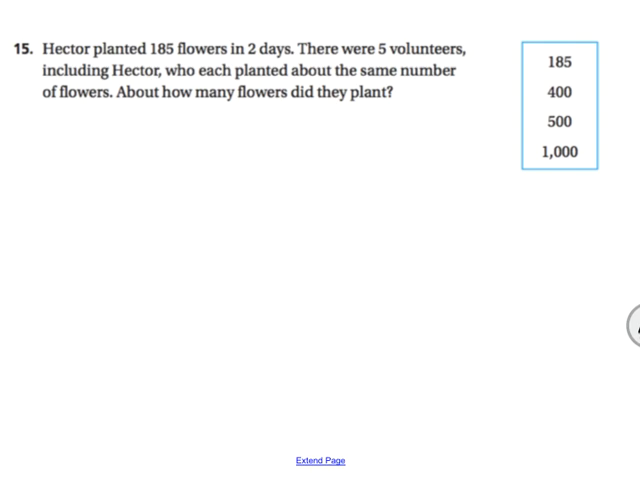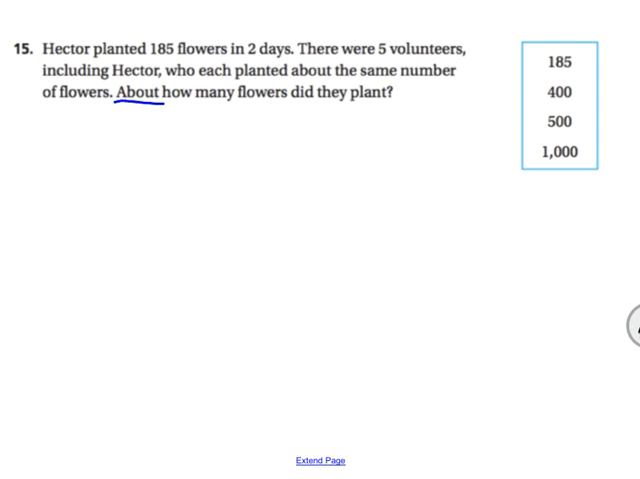All right, 15. Hector planted 185 flowers in 2 days. There were 5 volunteers, including Hector, who each planted about the same number of flowers. About how many flowers did they plant? So before I go and set up an equation, I need to notice that it says about how many. And I know that the word about means they want an estimated amount. They don't want the exact. So let's talk about this problem.